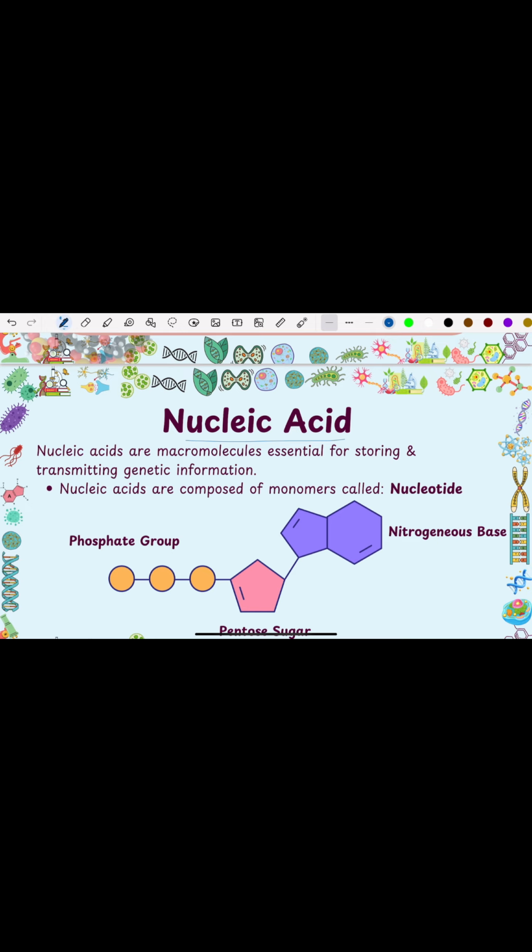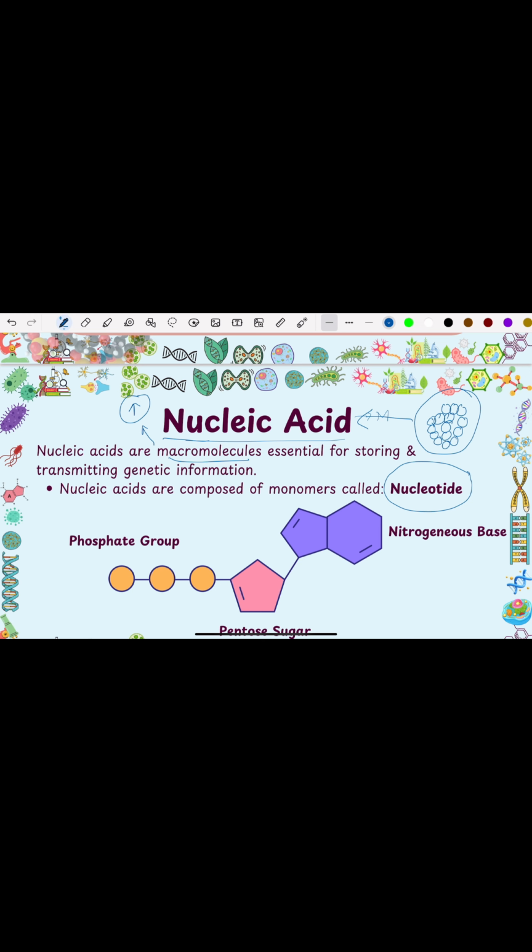Nucleic acids are macromolecules essential for storing and transmitting genetic information. So, nucleic acid is a macromolecule. It means that it is composed of small molecules called monomers or nucleotides. These nucleotides combine together to form nucleic acid. So, nucleic acid is a macromolecule, which means that it is a big molecule. So, how is this molecule formed? This macromolecule is formed from nucleotides, which are the unit of nucleic acid.